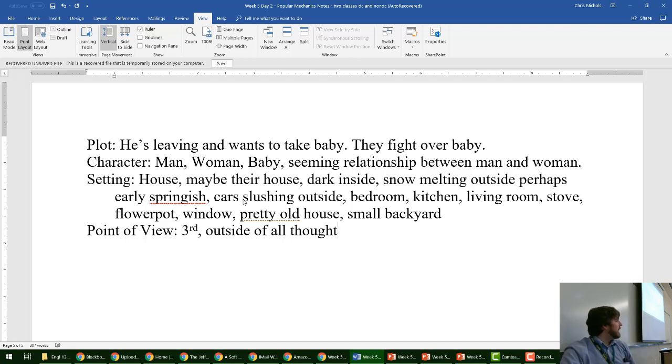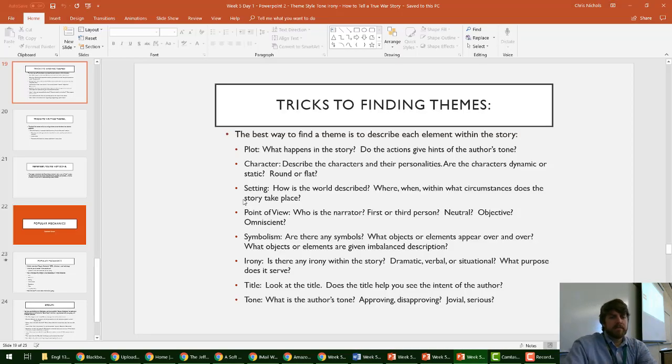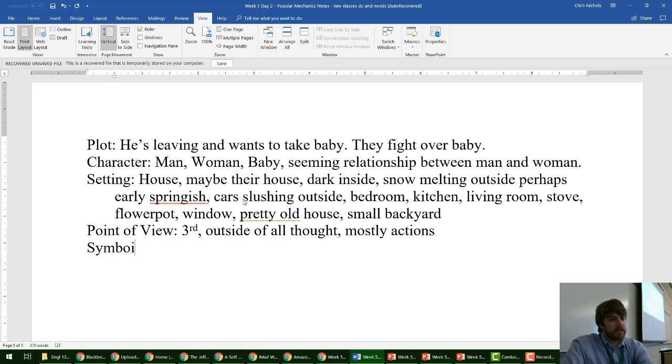Yeah, it's more just what's happening, what their actions are. So it's mostly actions, so we're kind of left to be the judge of what's going on. Let's see. Do we have any symbols? Any symbolism going on? Anything you could consider maybe a symbol, even if you don't know what the symbol means?